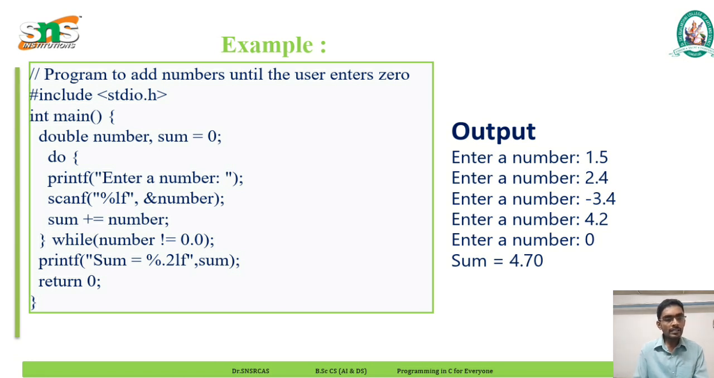After that the while condition is checked with while number not equal to 0, which means if the user enters the value 0, the condition fails, then the control comes out of the loop. The result will be printed as the sum of all the numbers the user input. Here is the output, on the right side. First number is 1.5, second one is 2.4, then minus 3.4, then 4.2. After that the user enters the value 0, and the sum we get as the answer is 4.70.